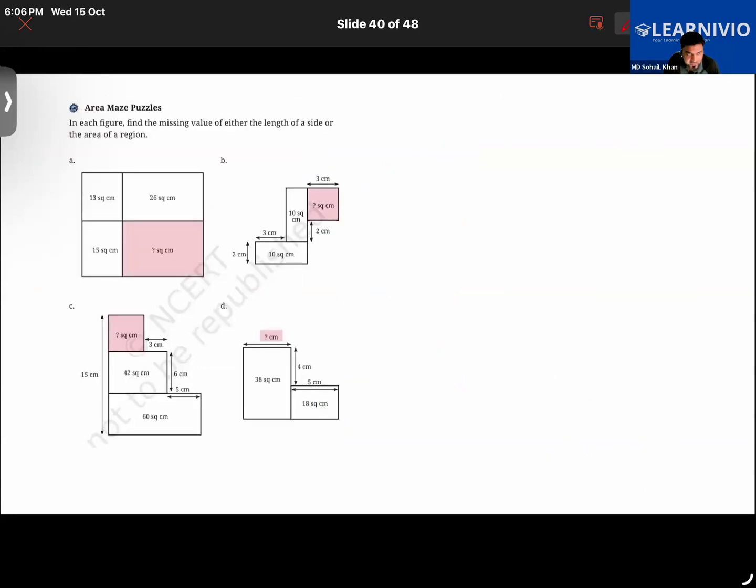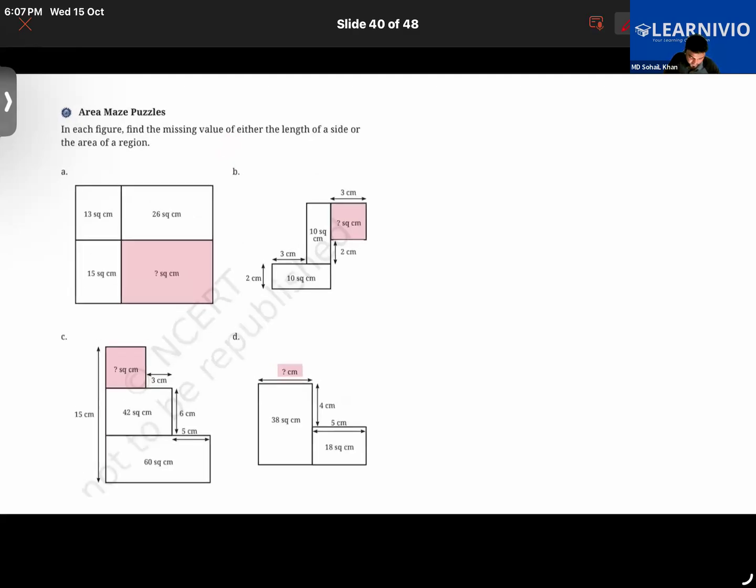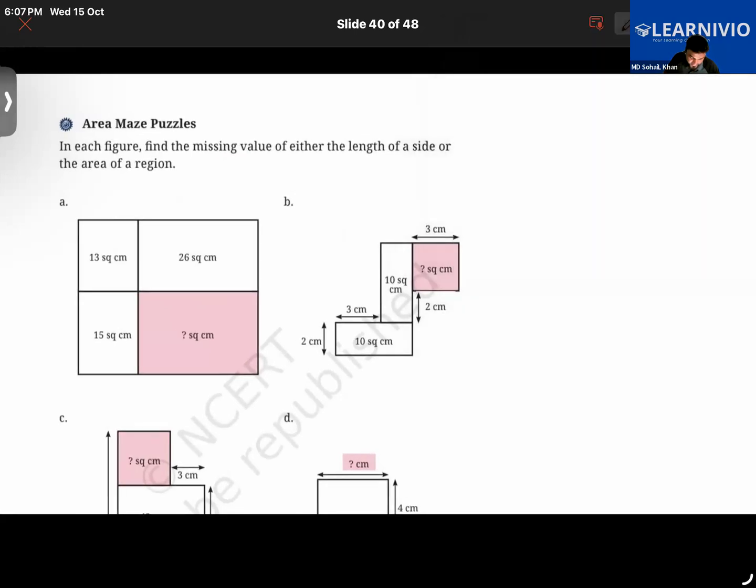All right. Now we have got some area maze puzzles. In each figure, we have to find the missing value of either the length of a side or the area of a region. So look at question number A. We need to find out what is the missing area in that.